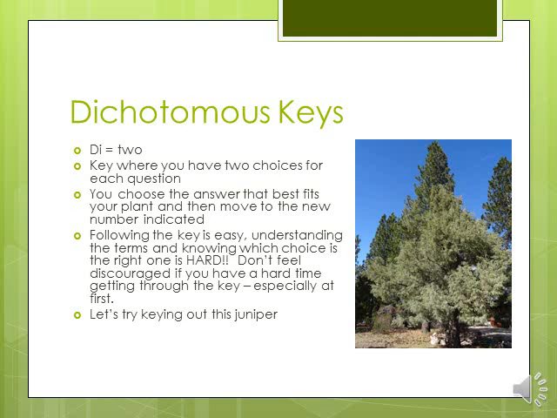So when you key out plants, you use something called a dichotomous key, and the word di just means two. So it's a key where you have two choices for each question. At the very beginning of the key, usually there's number one, and there's two number ones, and you choose the statement that best fits your plant. So really following the key is pretty simple. You just read the statement, you pick which one is best, and it tells you which number to move to after that.